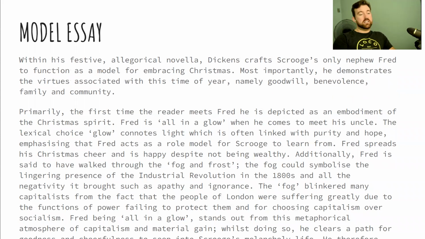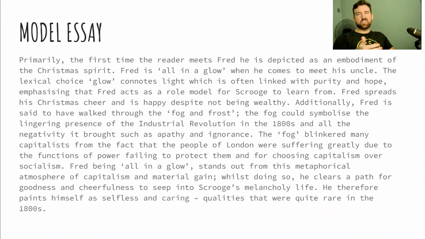But anyway, it does introduce some of the things that we'll talk about with Fred. So a functional model, embracing Christmas, demonstrating virtues of goodwill, benevolence, family, and community. Those are all good things that I'm sure the student will talk about, but you could just dive in and go straight into those ideas rather than having that little introduction. And you can still get level 9 either way. And you won't waste time doing a little introduction that doesn't have much.